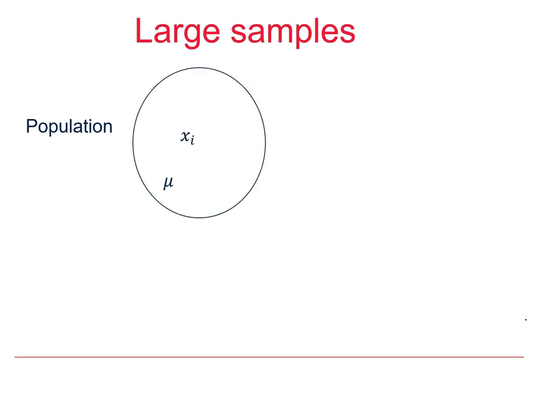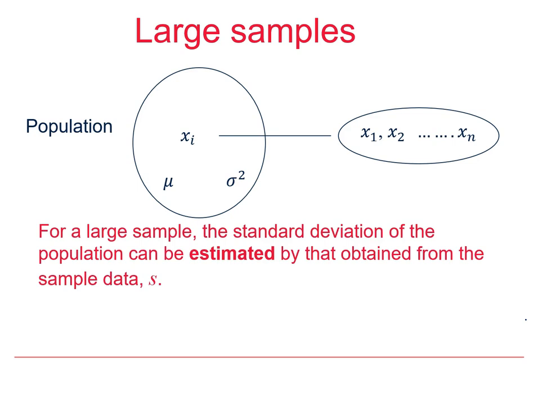So if we imagine our population with unknown mean mu, and perhaps this time also consider unknown variance. If we take out our sample, how are we going to work out something about the unknown population mean when we don't definitely know what the population variance is either? That possibly is quite a common scenario. And for a large sample, the standard deviation of the population can be estimated by that obtained from the sample data, the S standard deviation, the n-1 divisor standard deviation.